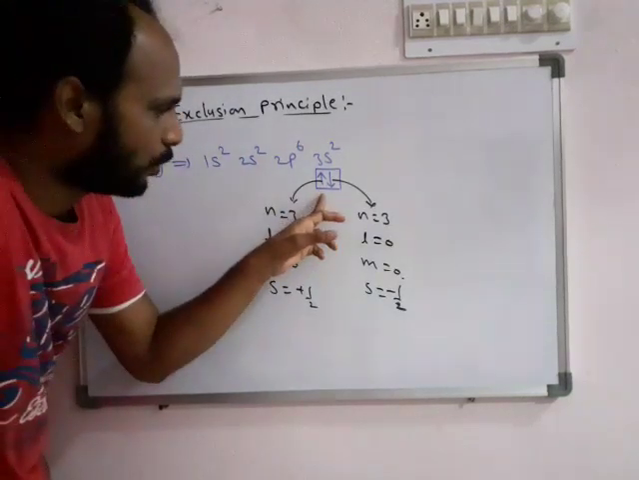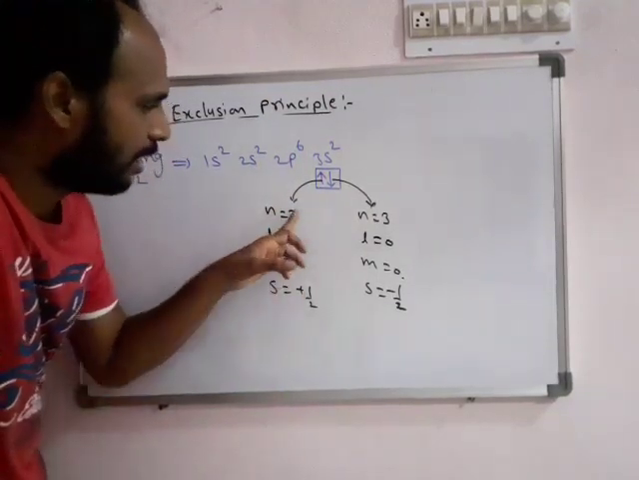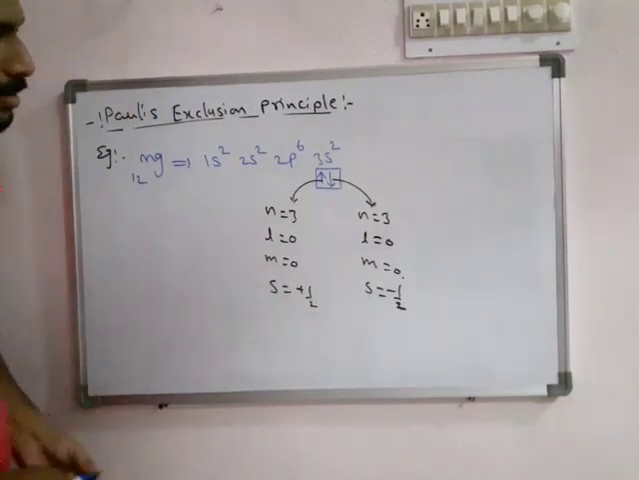So here this example exactly proves that Pauli's principle is correct. See, even the two electrons present in the same box, the same orbital, electron unna kuda n value same undi, l value same undi.